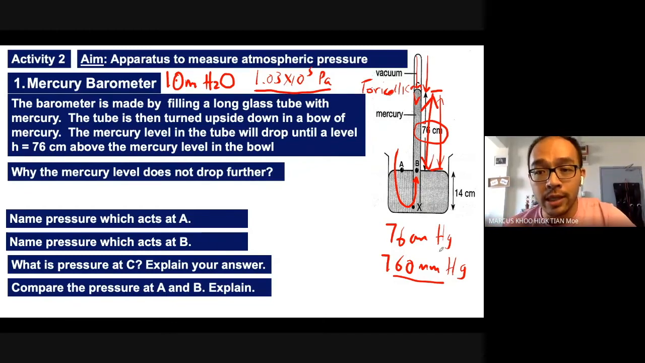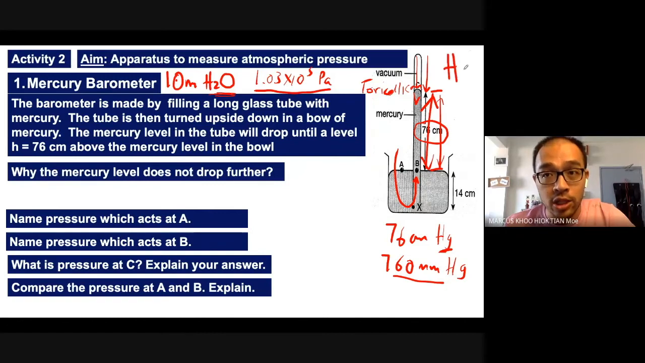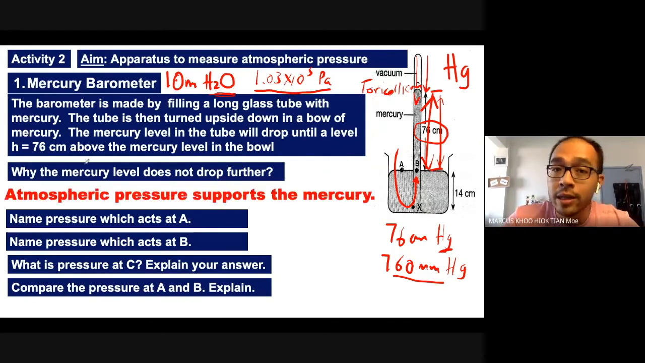But notice that whatever material you use, whether you use mercury or water, you put the chemical symbol behind the unit. So if it's water, then the height of the column will be 10 meters. If it is mercury, the symbol for mercury is Hg, so it will be about 76 centimeters or 760 millimeters.